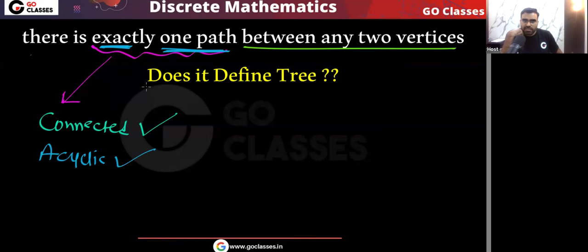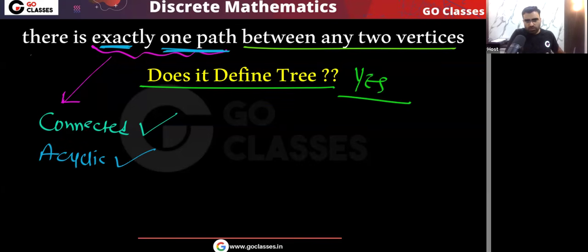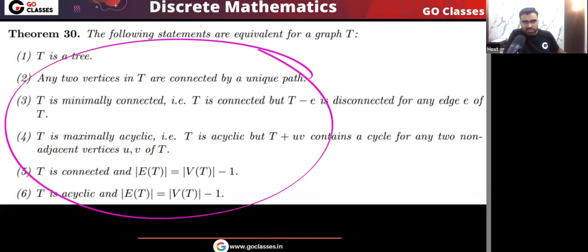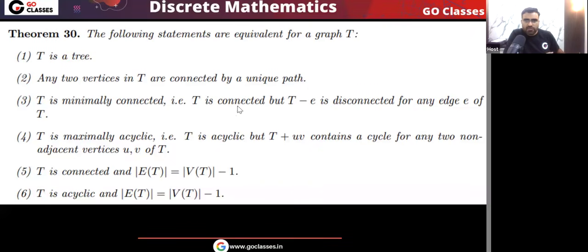So you can easily see that acyclic connected, yes, this is the definition of tree. I hope you understood. So we have seen many different definitions of trees. Finally, this is the conclusion. These are the definitions of trees. In the GATE exam, they can ask you which is the definition of tree. So you can easily see these are the definitions of trees.